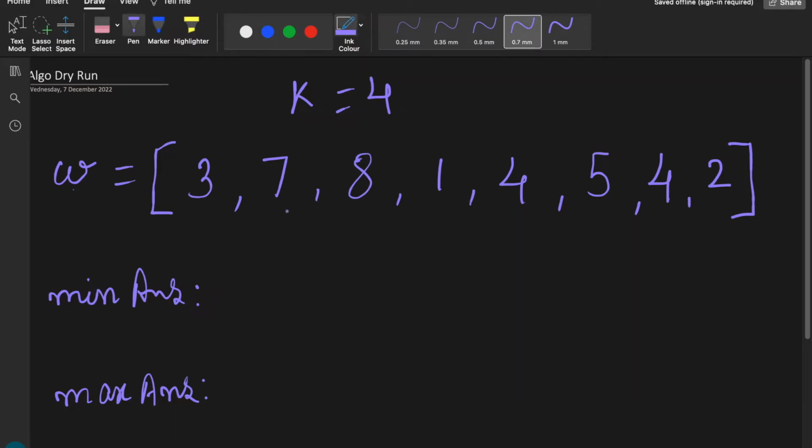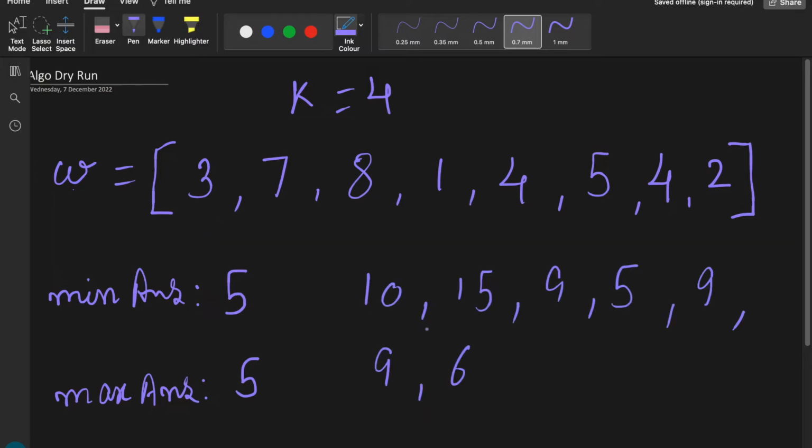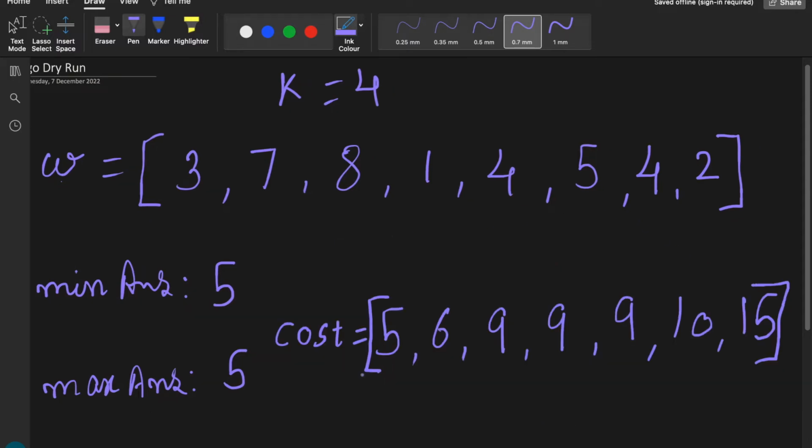Let's assume we have k equal to 4 and we have this array. Now first we initialize a minimum answer as 5, and also maximum answer is 5. Why 5? Because first and last element we always add in the answer. Then we will push the sum of adjacent elements to a vector. So these are all the sums of adjacent elements: 7 plus 3 is 10, 8 plus 7 is 15, 8 plus 1 is 9, 4 plus 1 is 5, 5 plus 4 is 9, 5 plus 4 is 9, and finally we have 4 plus 2 is 6. Now what we would do is we would sort this array. So this is the sorted cost array.